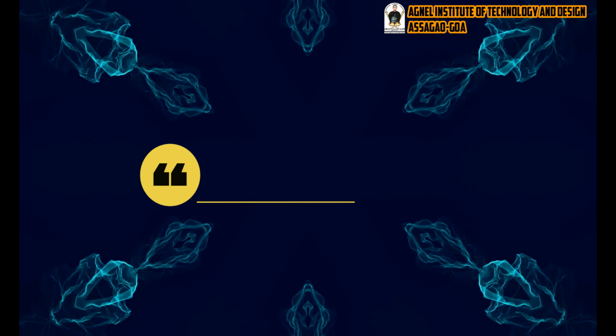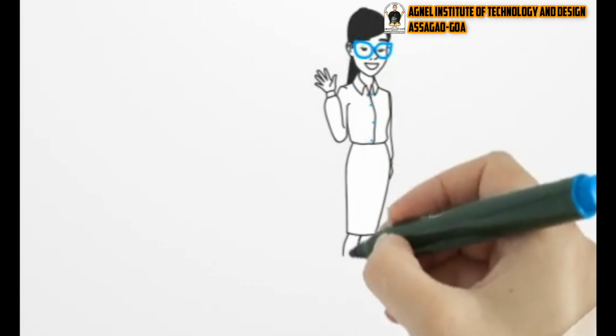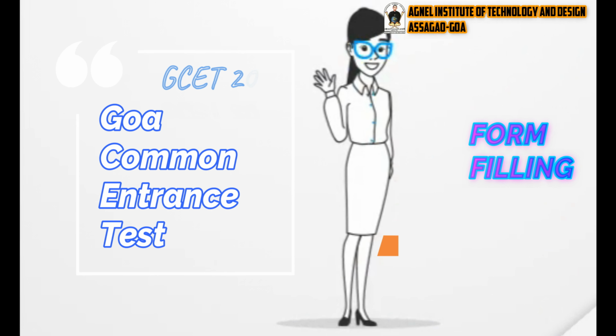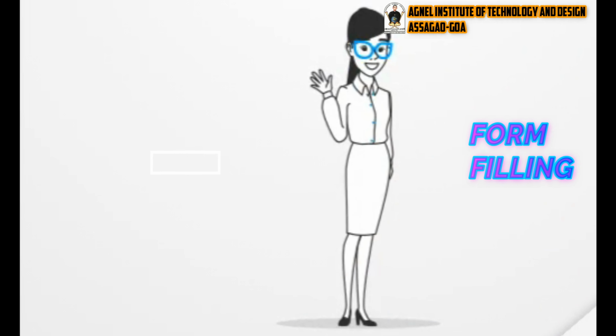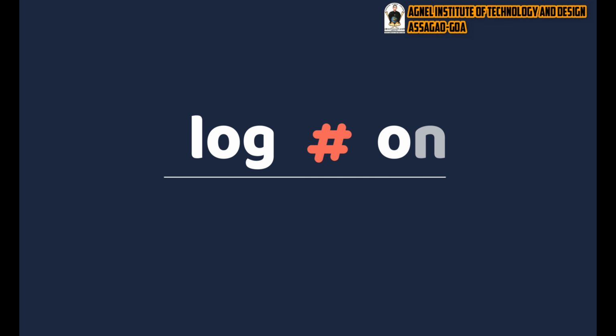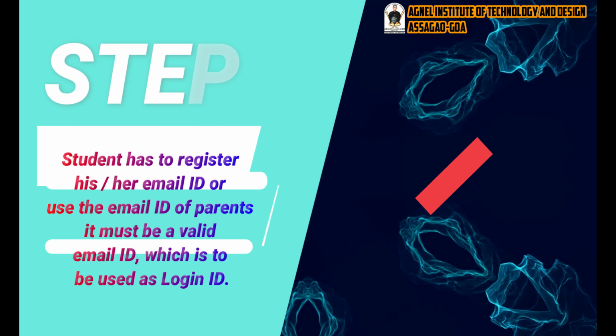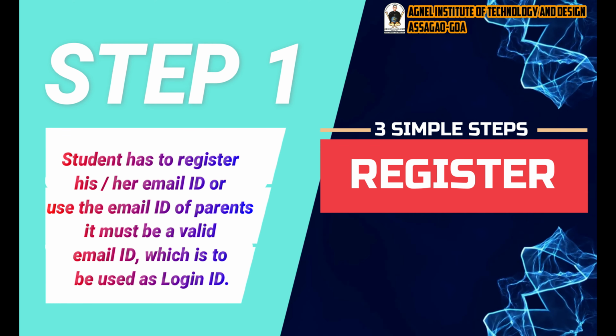Welcome. The Directorate of Technical Education, DTE, has taken the initiative to offer online registration for GCET 2021. Students can submit the application form online in 3 simple and easy steps. Log on to www.gcet.in. Step 1. Student has to register his or her email ID or use the email ID of parents.